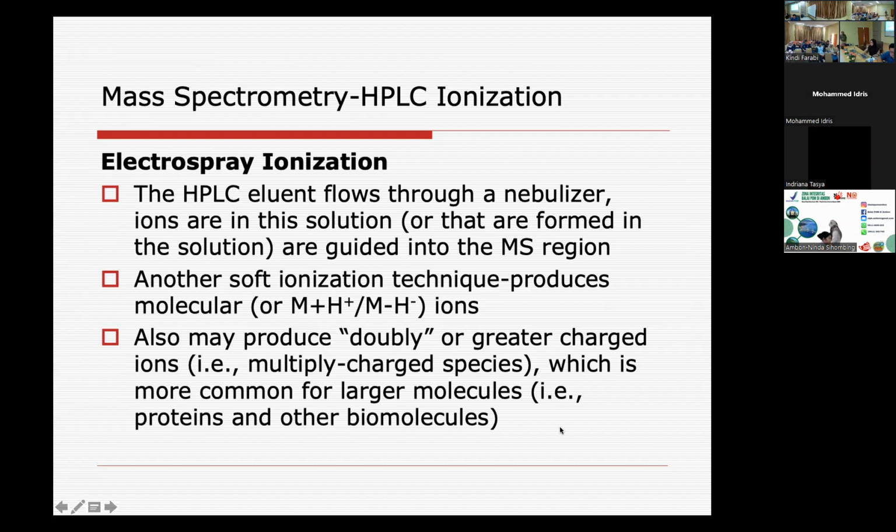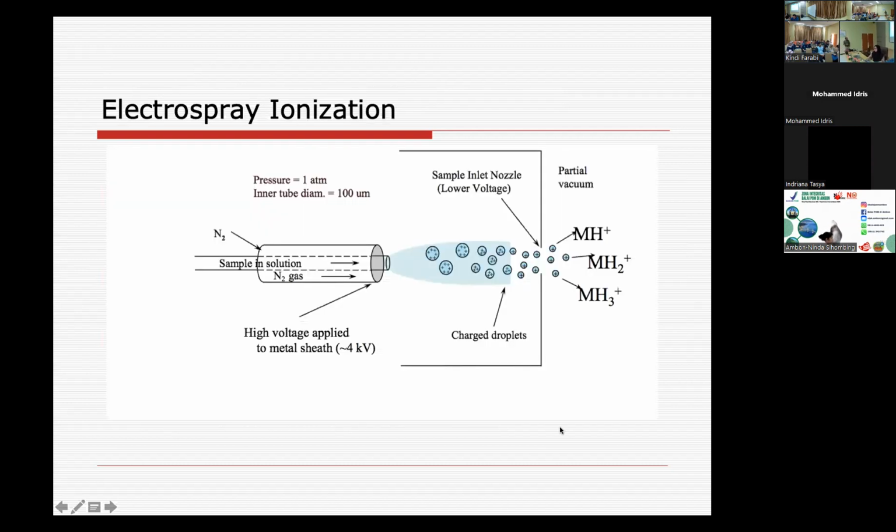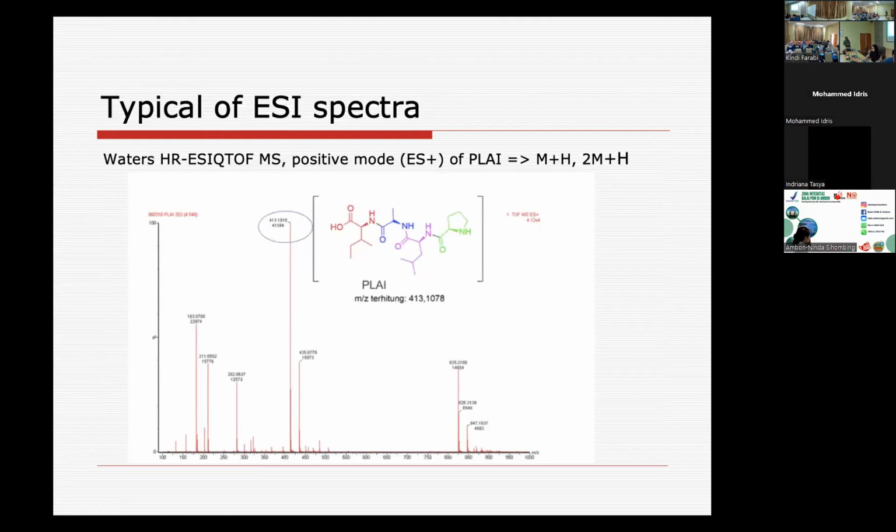Berikutnya, elektron spray ionization, ini juga sama teknik ionisasinya. Kalau kita lihat pada tekanan 1 atmosfer, sampel ada nitrogennya. Kemudian ini adalah sampel inlet nozzle, dalam proses ini ada droplet charge-nya yang akan menghasilkan MH+, MH2+, dan MH3+ dan seterusnya. Ini akan menghasilkan suatu ionisasi. Berikutnya, ini tipikal elektron spray ionization.